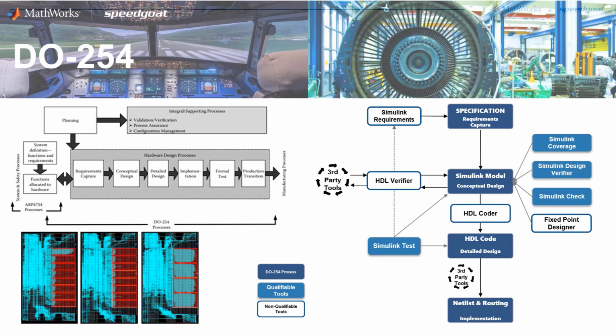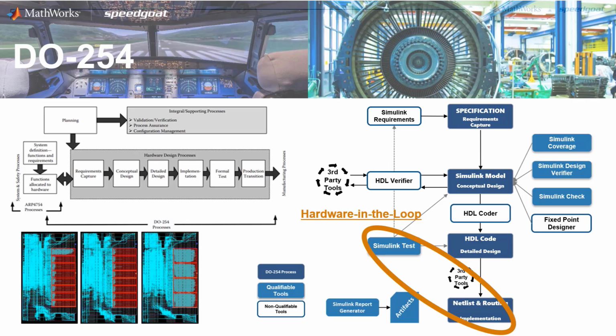HDL Verifier will allow reusing these test cases at different levels, including co-simulation with third-party tools, and through the generation of test benches following different industry formats. As certification is documented verification, Simulink Report Generator will generate automatically reports that will be used as artifacts for our certification process. It is at this stage where hardware in the loop will be crucial to increment testing capabilities, including code in a real target and real-time models of the plant.